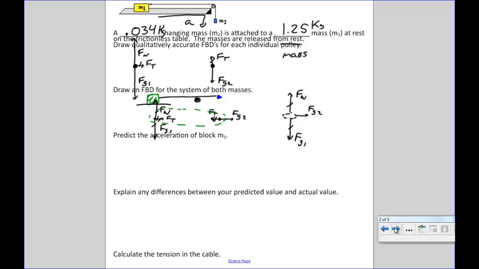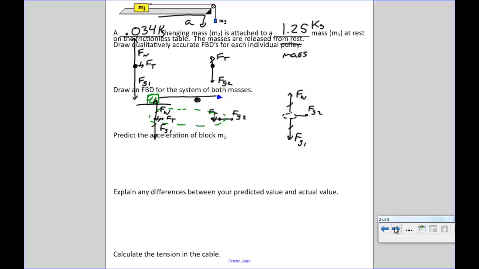Do we buy that? Yeah, I buy that. That makes sense. That's the unbalanced thing. That's the thing that's causing it to accelerate. Next step, predict the acceleration of, it says block M1, but aren't they just going to accelerate at the exact same rate? Yeah. So predict the acceleration of the system. My hint to you is choose a system involving both blocks. As you are choosing your system and predicting the acceleration, I'll set this up so we can see how right or how wrong we are.